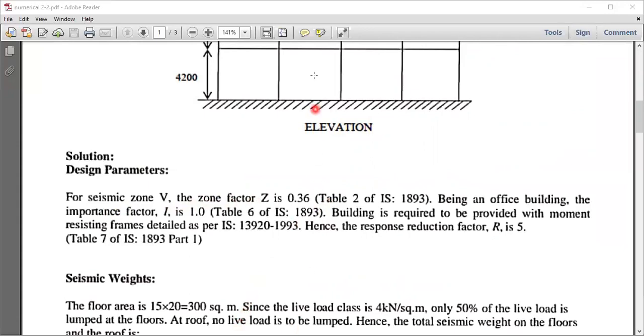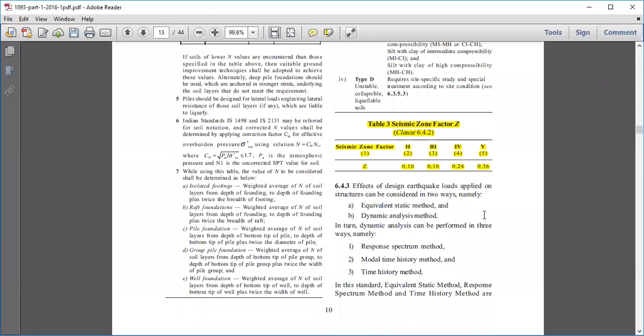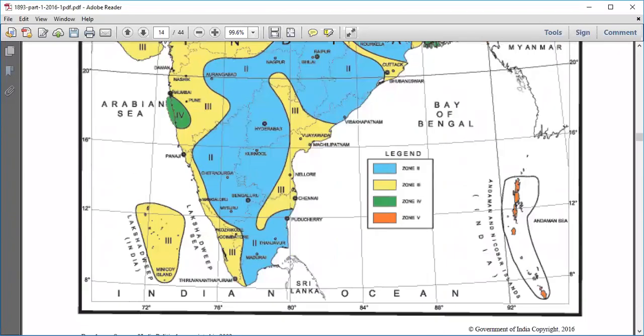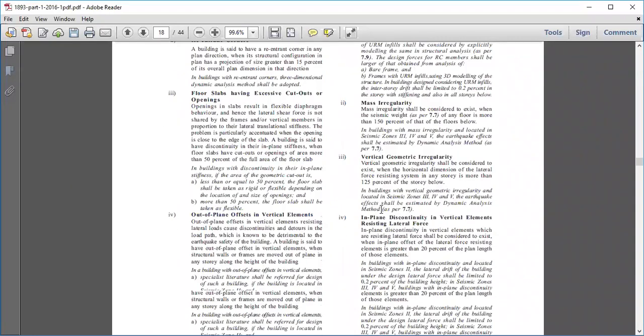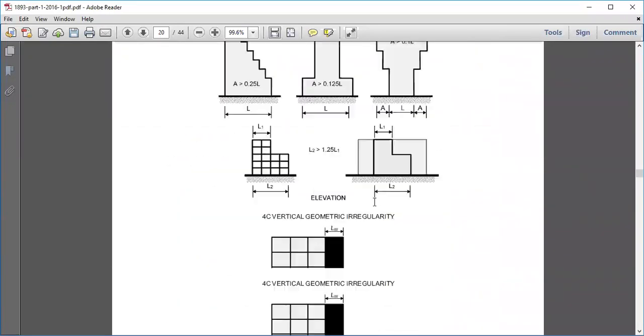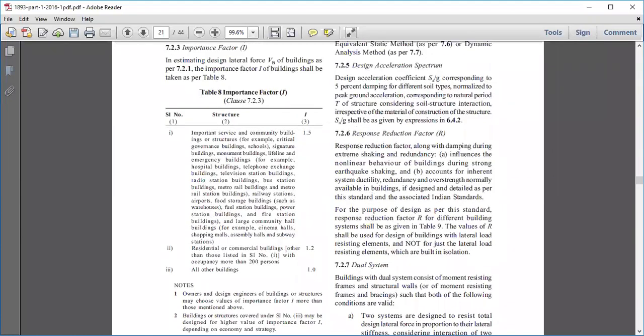So what we can do here is we will take up the code book also and let us check. So zone 5, the seismic coefficient is 0.36. What else do we require from the code book? Apart from the zone factor Z, we will be using the response reduction factor and the importance factor. So here table number 8 gives me the importance factor for various kinds of buildings.